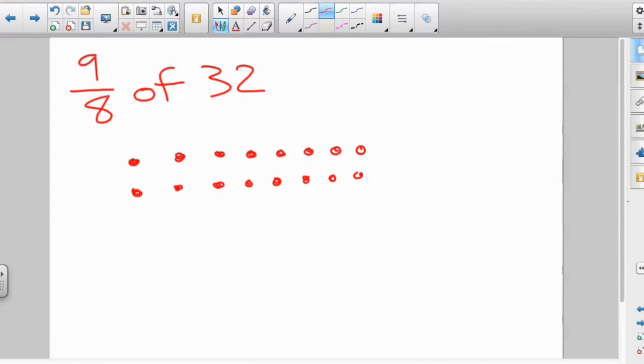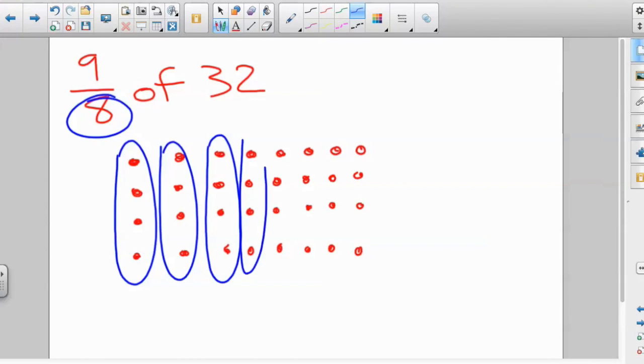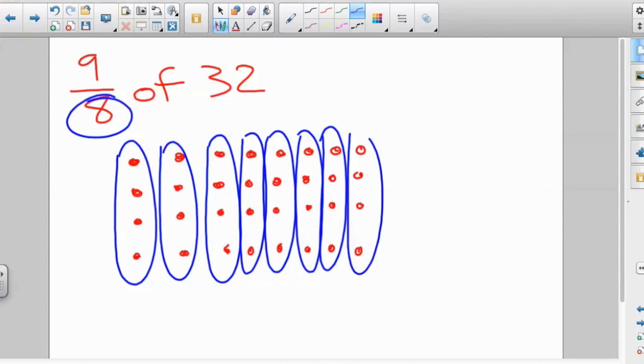So I'm going to go ahead and make an array of 32 dots on my paper. So now I've got an array of 32 dots, and my denominator tells me to make 8 equal groups. So I circle up my dots, making sure that I've got 8 equal groups.